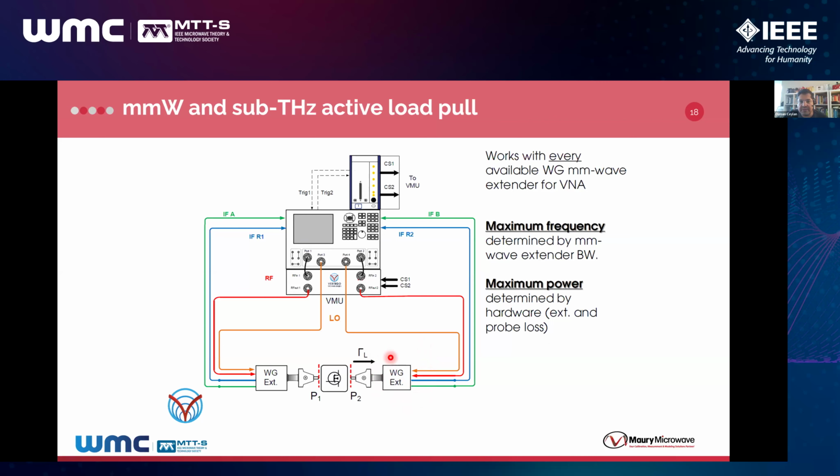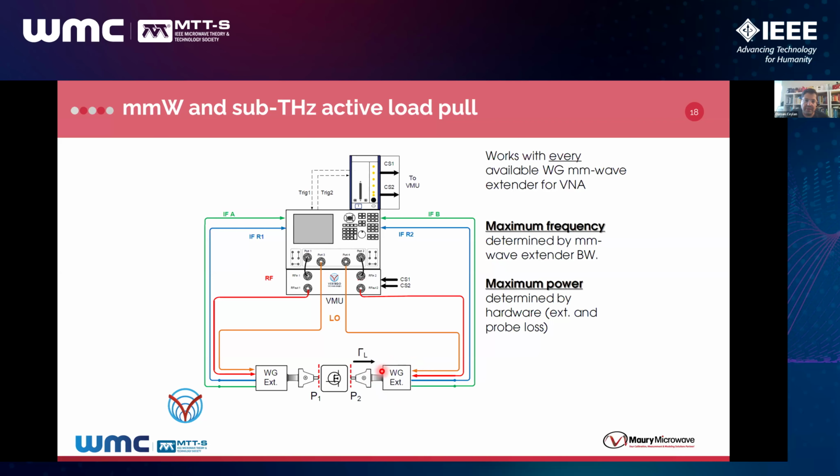And in this setup, there's no limitation about the frequency because it's up to the extender. So if you have extenders up to 1.1 terahertz, you can apply active load pull up to 1.1 terahertz. So that's the advantage. So you can have a wider bandwidth setup.